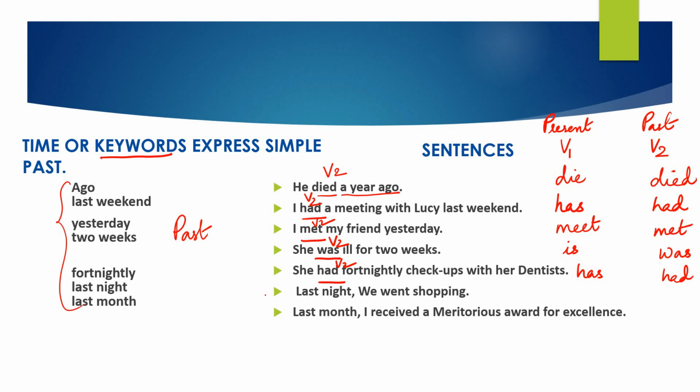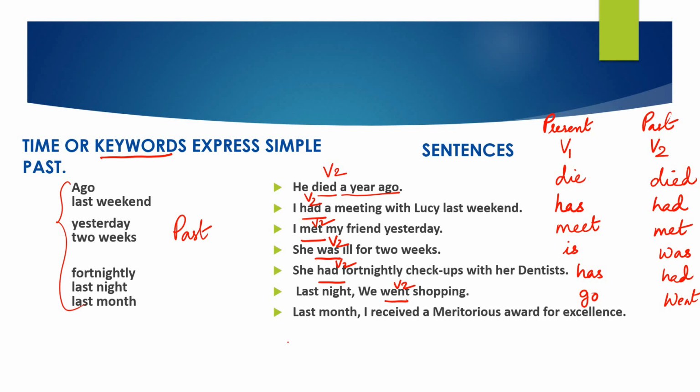Last night, we went shopping. Now, here, last night shows the time in which the event happened. Went is the verb here, which is in V2 form. Now, in past tense, we write went. And in present, it is go. So in present form, we say go. In past tense or V2 form, it becomes went.